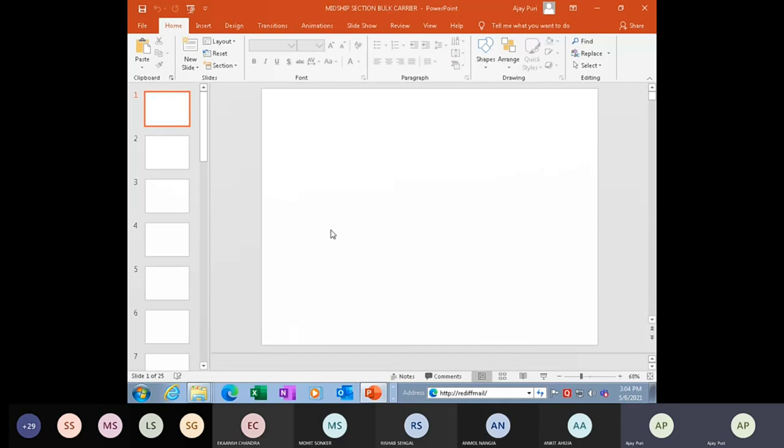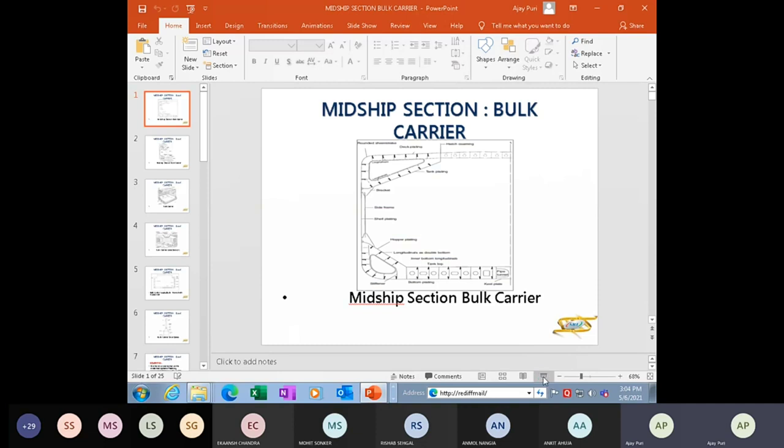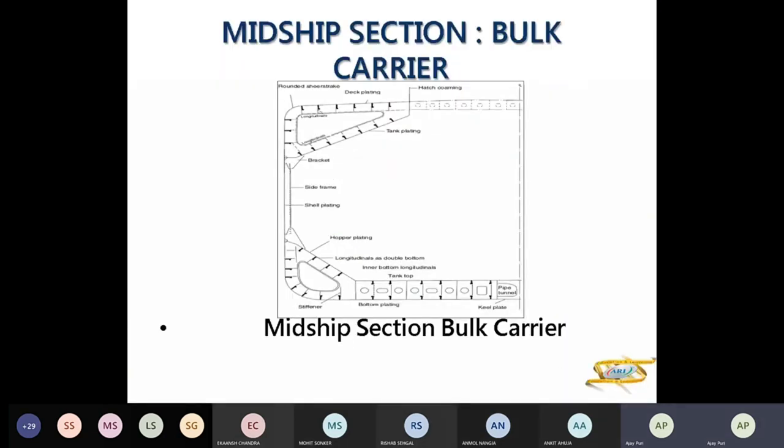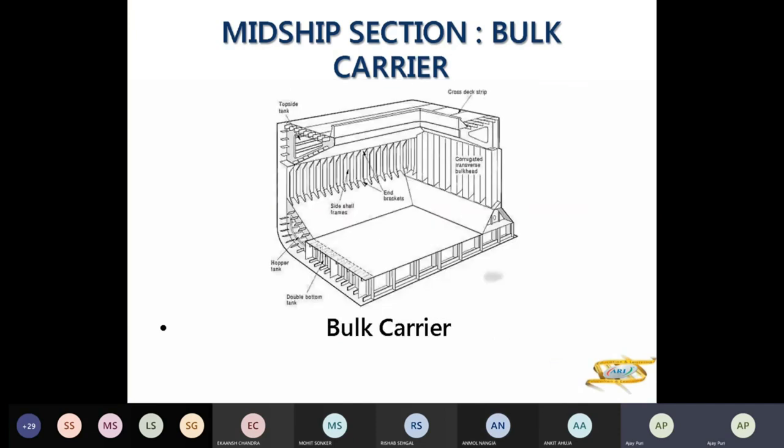Now let us first have the diagram here. Now, if you see this 3D diagram, we start with this diagram as a 3D to make you understand, then we'll come to the main diagram. So in this bulk carrier, the feature here is your hopper tank.